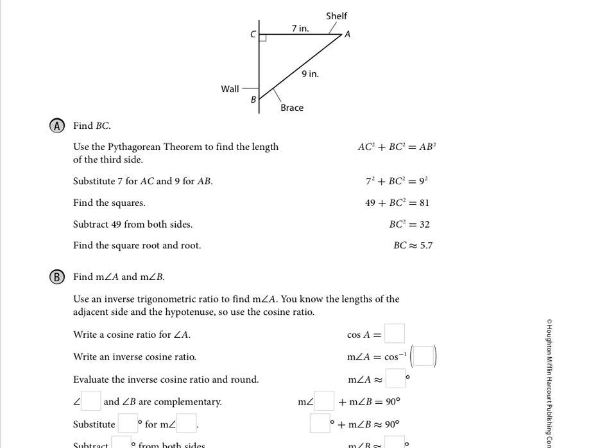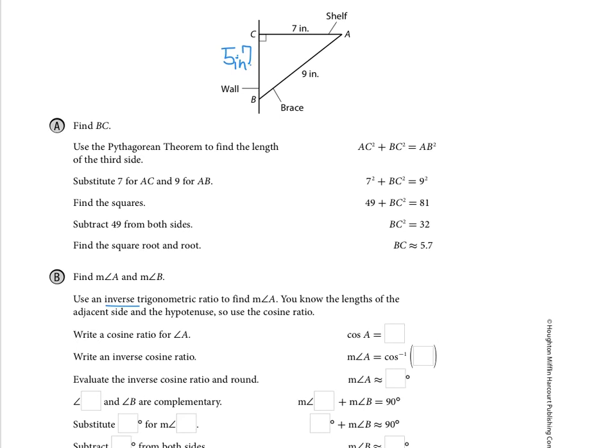Once we know that BC, go ahead and put that on the diagram, which is 5.7 inches. Then we want to find the other missing pieces of this triangle, which are angle A and angle B. In order to find an angle, we're always going to have to use the inverse. That's the second function trig buttons on your calculator, remember.